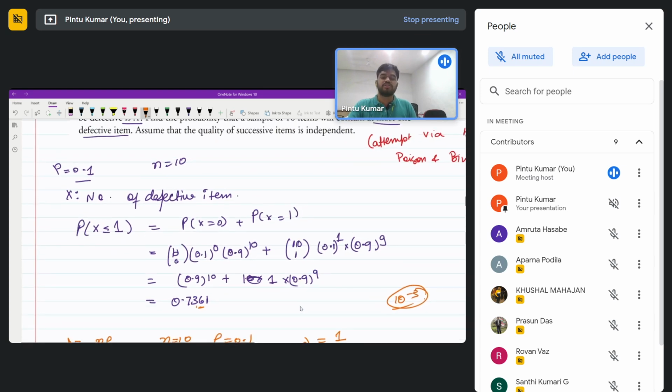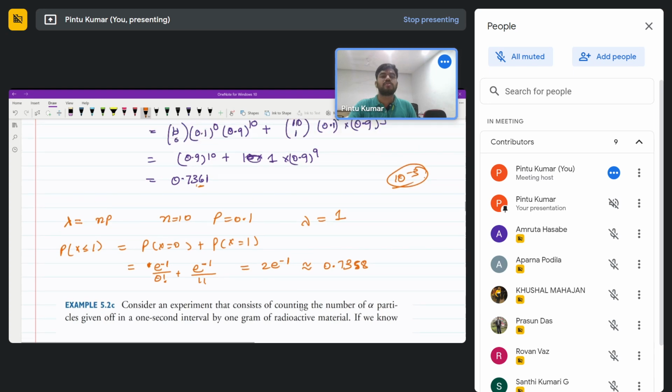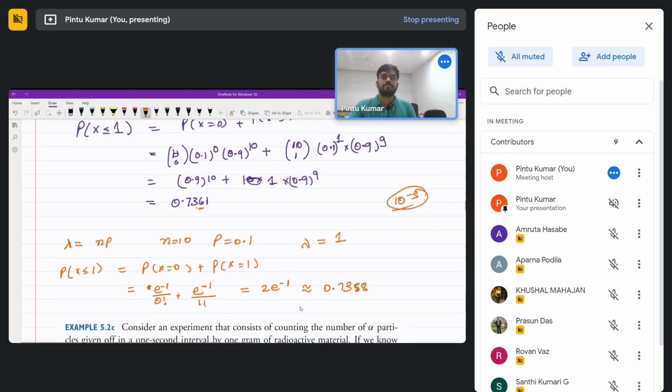Any doubt in the Poisson distribution portion? We have one more question that I'll ask you guys to solve, but any doubt till now?